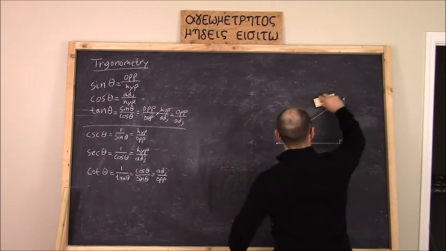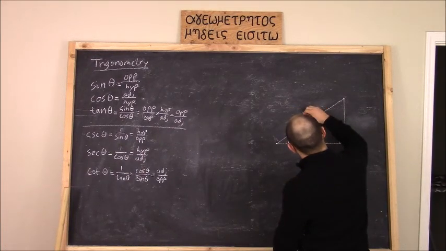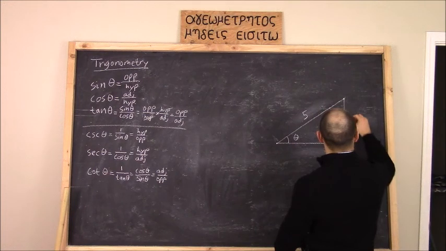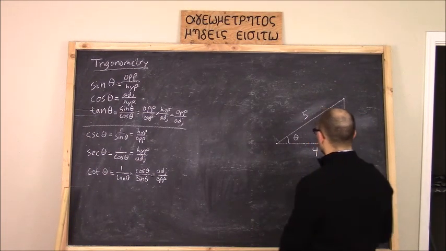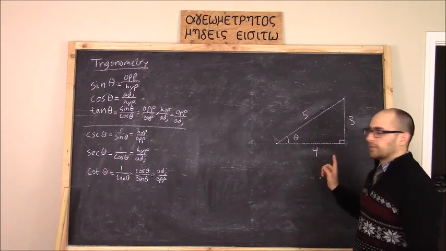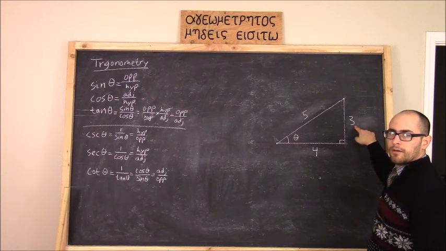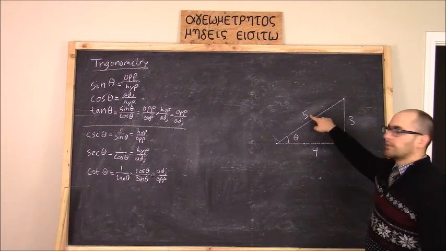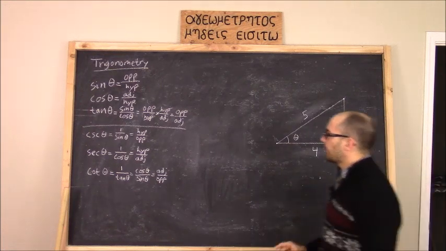I'm keeping my angle theta, but I'm going to say this hypotenuse is now equal to 5. My opposite side is equal to 3, and my adjacent side is equal to 4. Notice, because it is a right triangle, by the Pythagorean theorem, 3 squared plus 4 squared is equal to 5 squared. Okay, so that needs to check out.